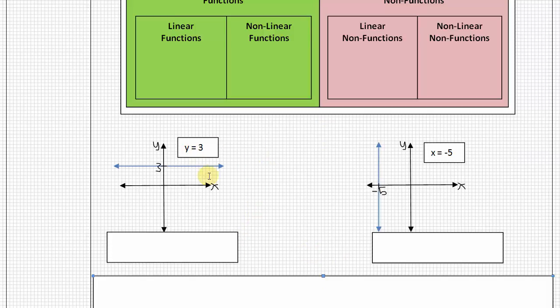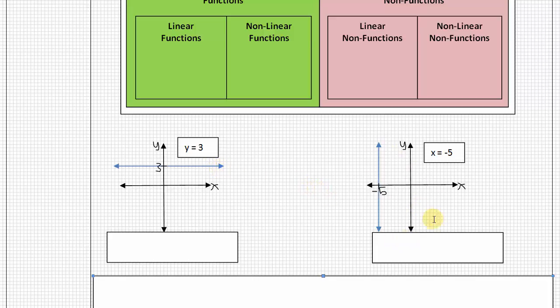Here we have the equation y equals 3. You can see it has a y-intercept of 3. It crosses the y-axis at 3, but it has no slope. And so that is why you just see y equals 3. And this would be the resulting graph of that equation.